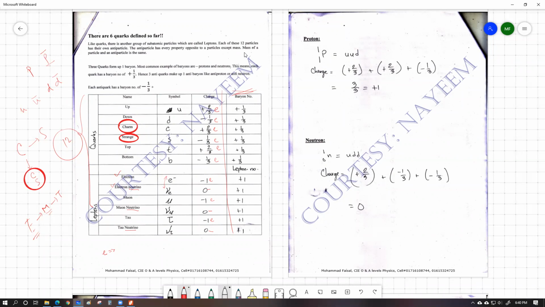Which we will say. Yes, sir. So they don't essentially come out exclusively out of proton and neutron. They can come out from other composite particles as well. Acha, any other question? Anyone?